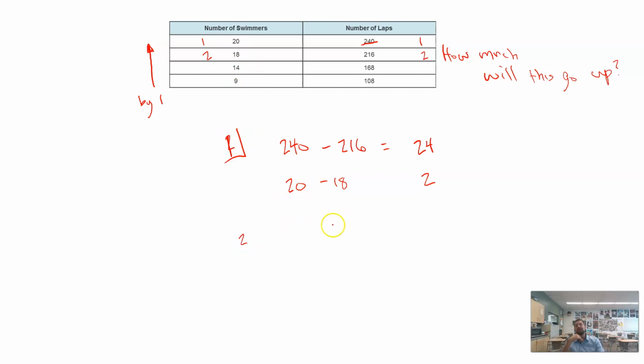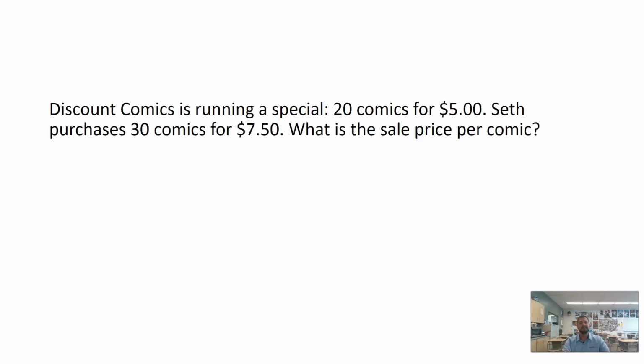Now step number 2 is, once you have those 2 numbers, you take the change in the number you're trying to predict, how much it's going to go up by. So I take 24 and I divide that by the change in the number of swimmers. 24 divided by 2 gives me 12. That is my constant of proportionality. Again, it's how much the number of laps is going to go up by if we increase the number of swimmers by 1. And it's always by 1. It's never a different number, and we always find it this same way.